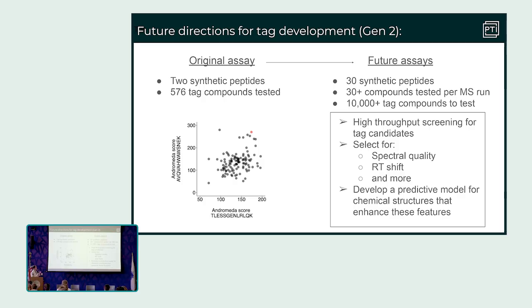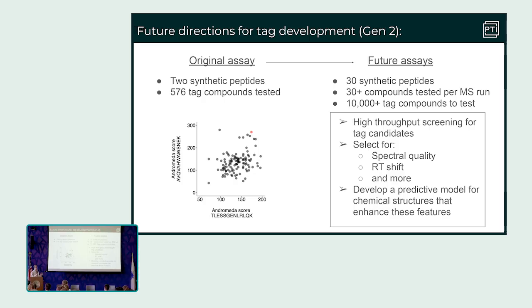So what we want to do with this new assay is take what we've learned from the first generation of tag development and enhance it further. So we want to select for qualities like spectral quality that we've been presenting on, see if we can maintain that and hopefully increase it further. It would also be ideal, for example, to identify tags that have a minimized or even negative retention time shift, and that could help them work better out of the box with existing DIA software.